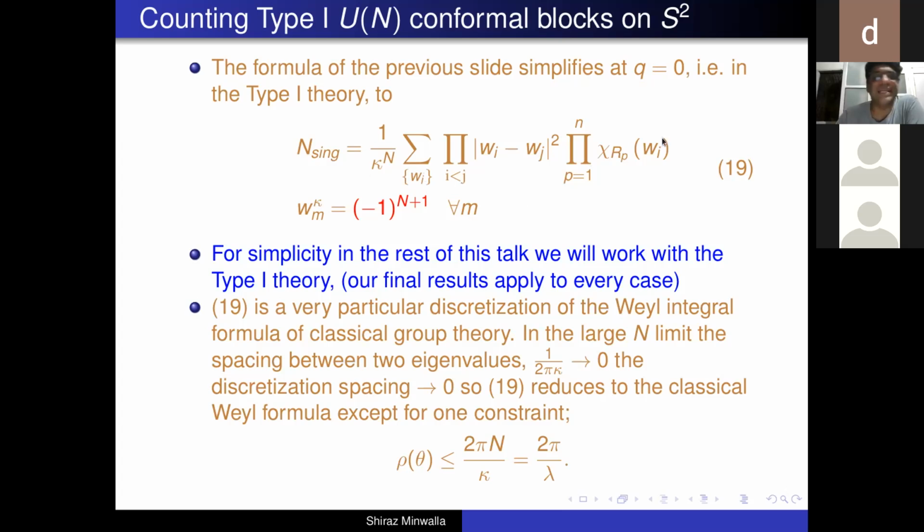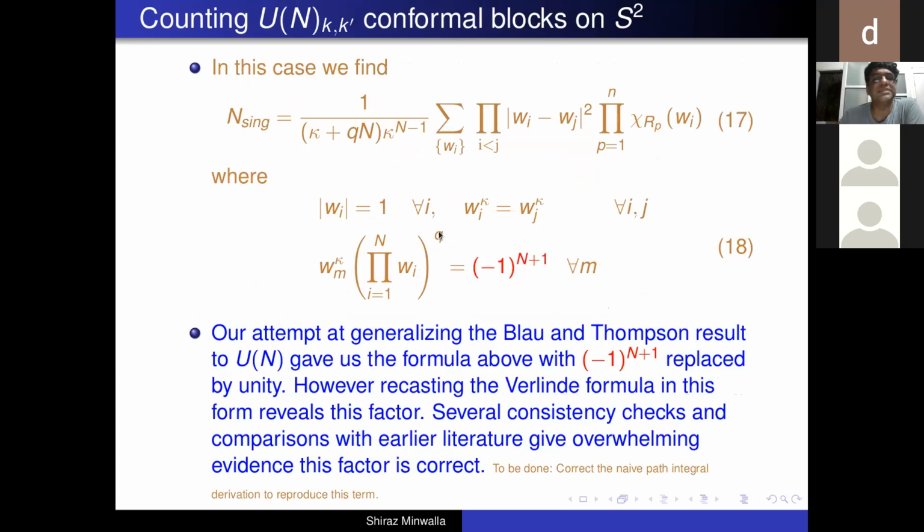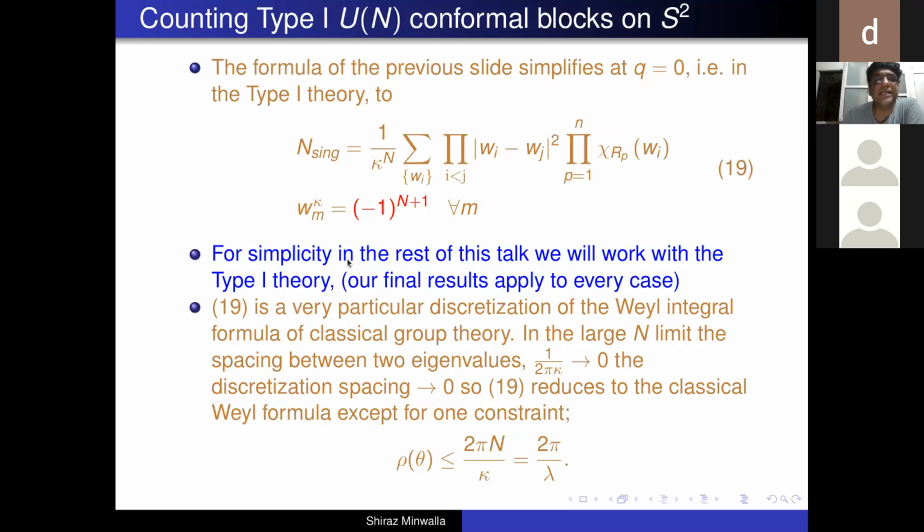The integrand is about as simple as it always was, but this condition here, because Q is 0, this term goes away. So the condition is just that omega_m to the power kappa is (-1)^(kappa(n+1)) for all m, which just tells you that every discrete eigenvalue that appears here is either a kappa-th root of 1 if n is odd, or a kappa-th root of -1 if n is even. So this is an extremely simple formula, and it's very easy to convince yourself.